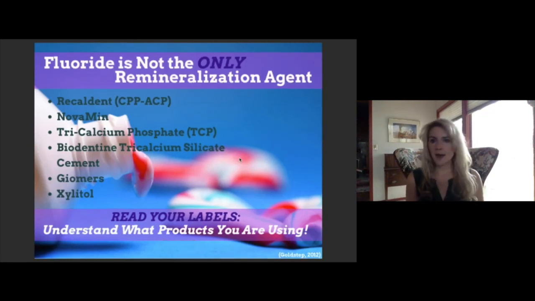Now, fluoride is not the only remineralization agent, if you are concerned. There are many other things that are used to remineralize teeth, and you can take a list here, but one of the notes on this list is xylitol. You may have heard of it in the news or at Whole Foods, or possibly even in your current toothpastes and mouth rinses today. Read your labels and just understand what products you are using. Fluoride is not the only remineralization agent out there, but it is one of the best.